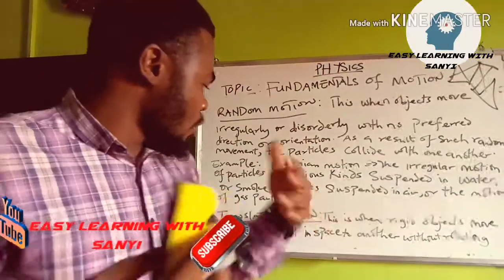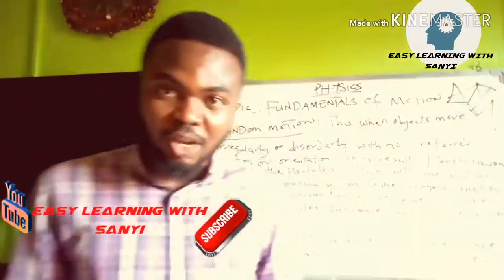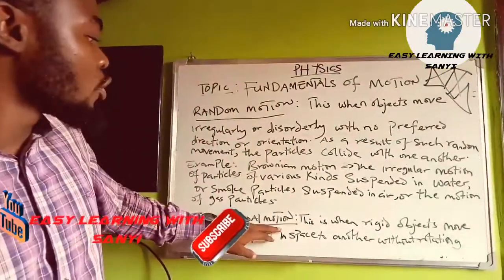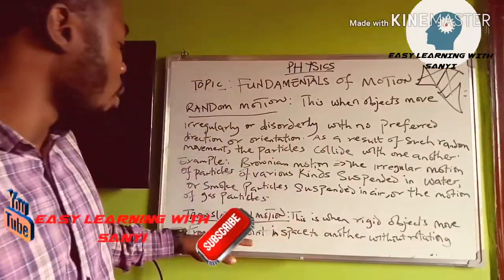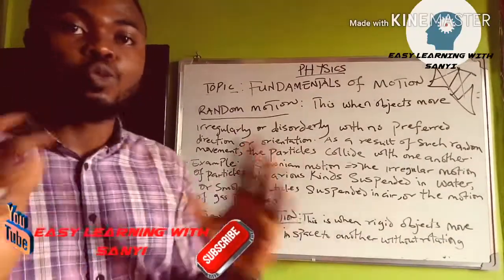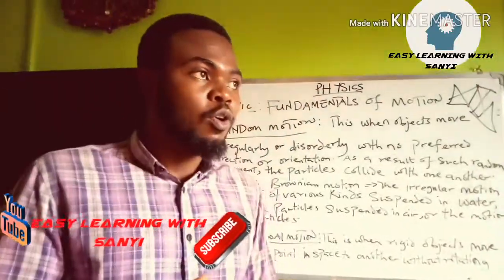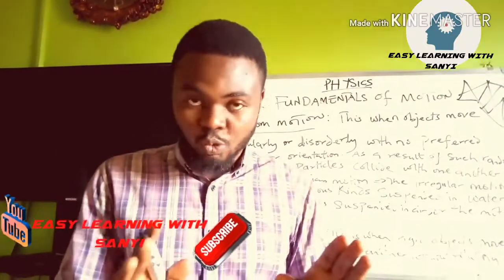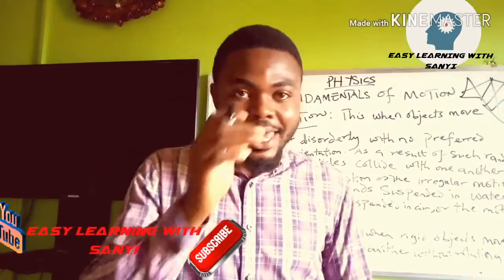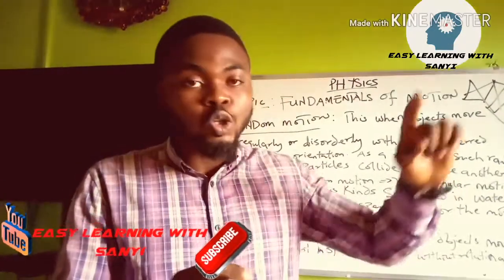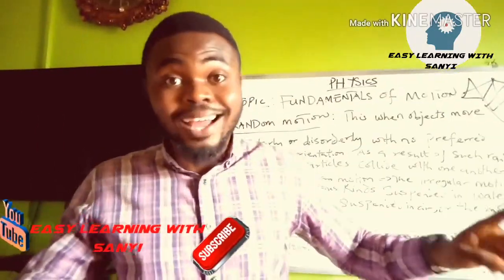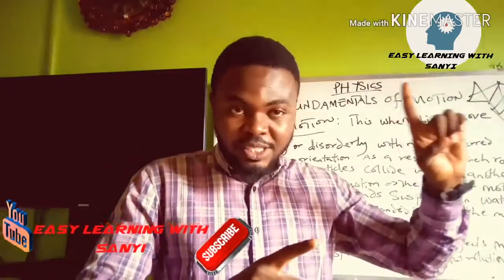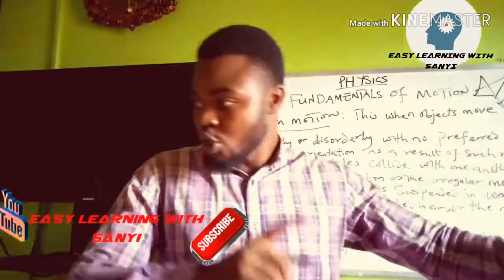Now, translational motion. What is translational motion? As the name implies, translate. Translational motion is when rigid objects move from one point in space to another without rotating. Picture a football player running from one goal post to the other. He's translating. There's no rotation in his movement. He's moving in a specified direction from one point to another.